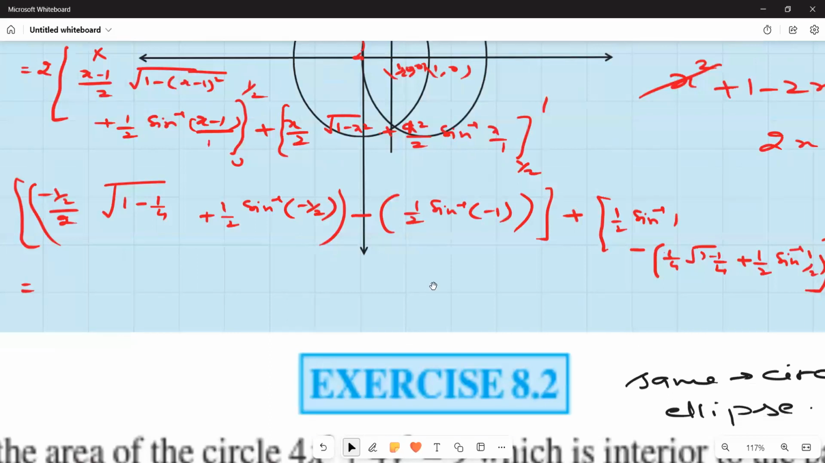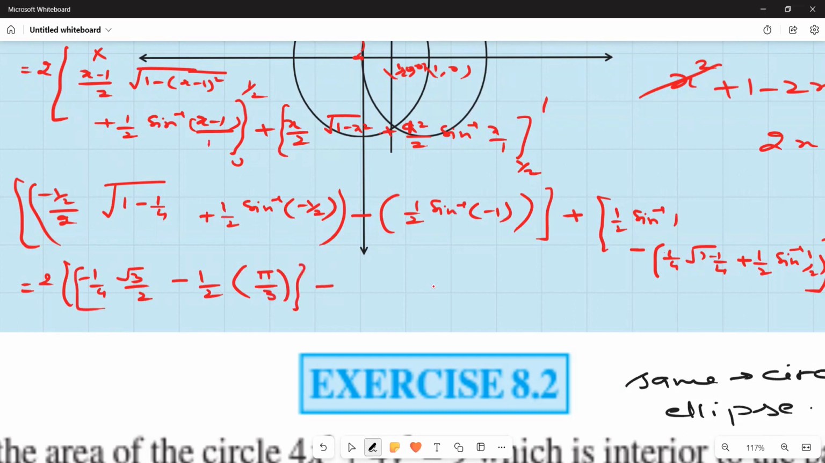So let us do this twice of minus 1 by 4 square root 3 by 2 plus, so not plus, minus. Minus will come out because sine minus x is minus sine x. So half sine inverse half. Sine inverse half is 60. So pi by 6. Pi by 3, sorry. Right? This is your upper limit.